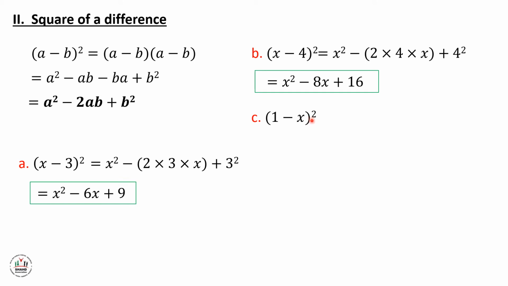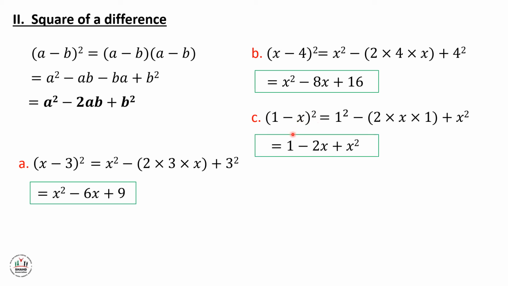(1 minus x) squared, 1 minus x quantity squared. So 1 squared minus 2 times the numbers inside the brackets. So minus 2 times 1 times x, which is equal to minus 2x, plus the second term squared, which is x squared.